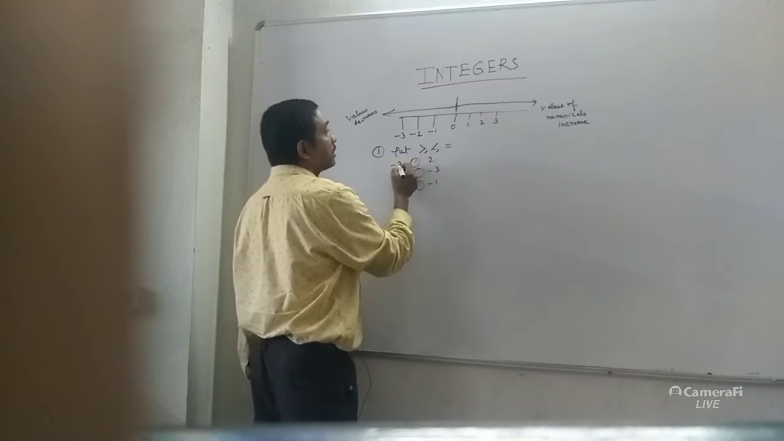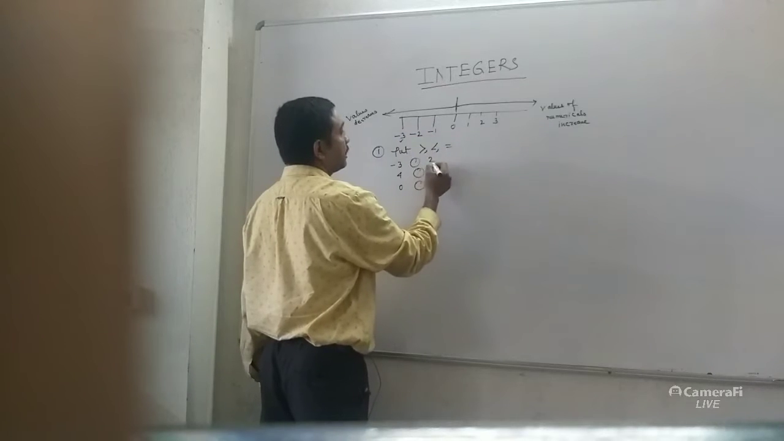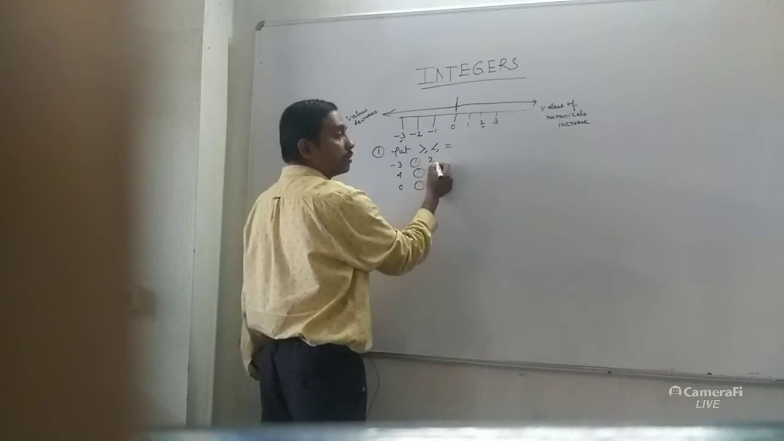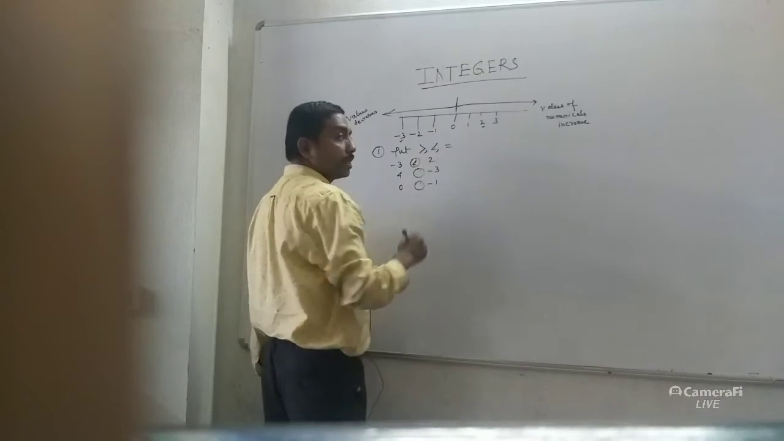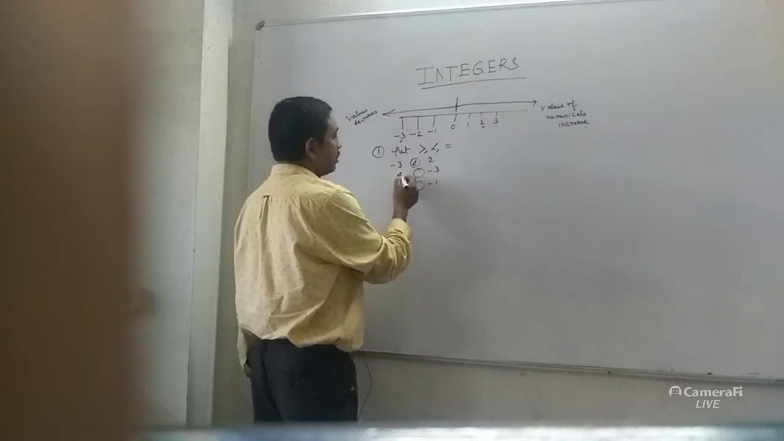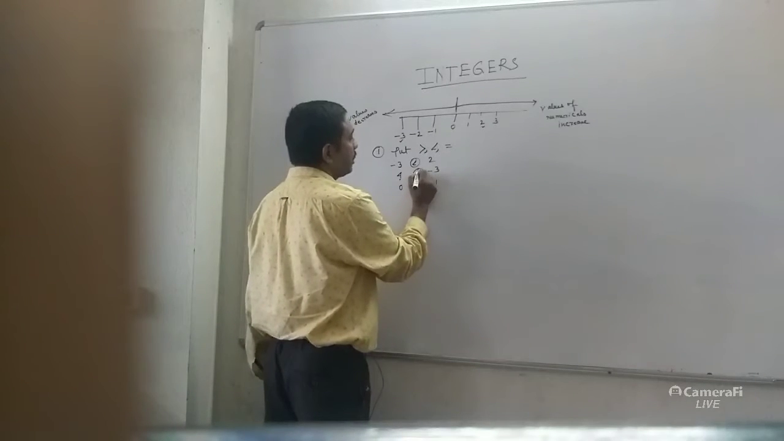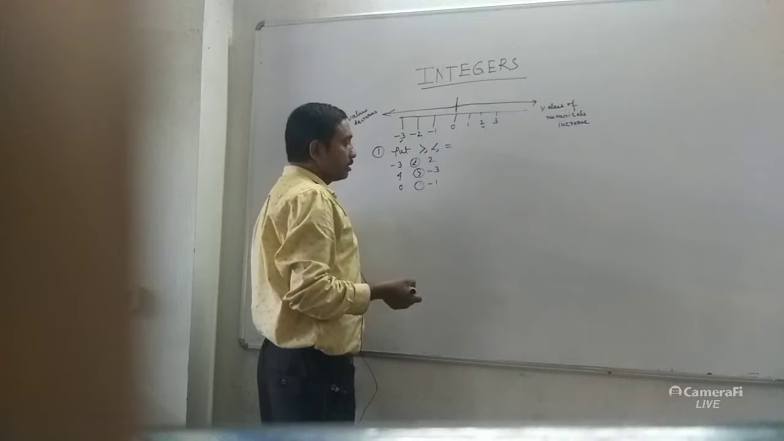Now here look at minus 3. This is the position of minus 3 and this is 2. Look, a negative sign is always less than a positive sign. This is very easy. Now the second one, this one has a positive sign, this one has a negative sign. So which one is greater? 4 is always greater than minus 3.